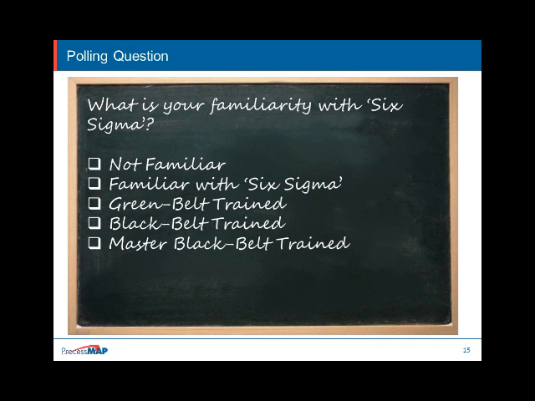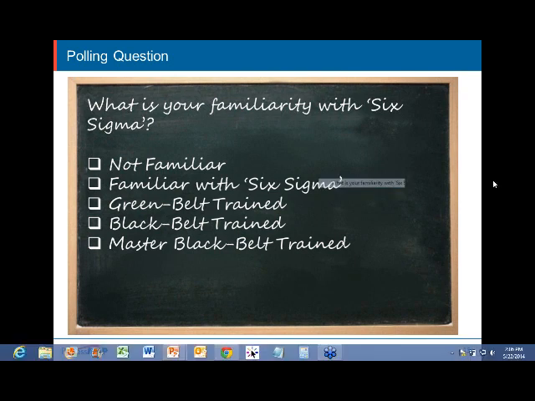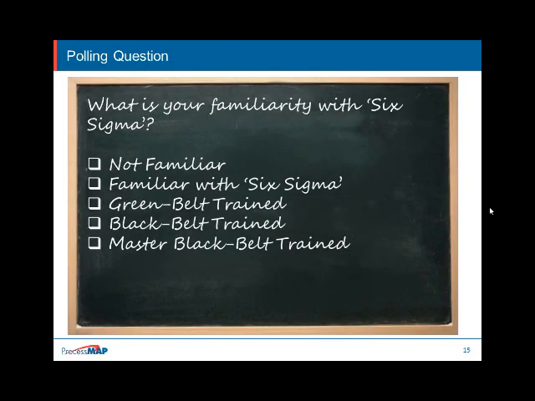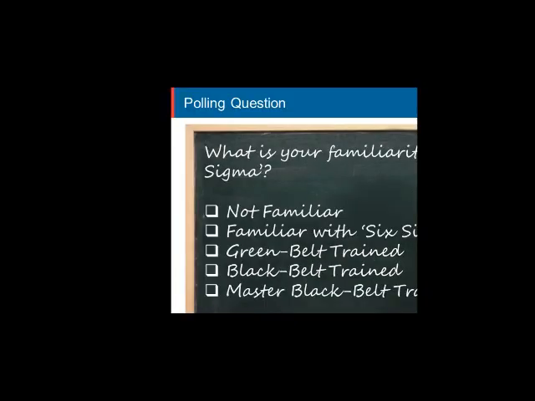But first of all, before we start, I really wanted to understand the audience. We've got quite a few people on today. We want to understand what's your familiarity with Six Sigma. So we're going to do a polling question here. Everybody's going to get a chance to vote. What we really want to know is if you're not familiar at all with this subject matter, if you're familiar with Six Sigma, have you been green belt trained, have you been black belt trained, or have you been master black belt trained? So we're going to open up the polls here. Go ahead, and everybody, if you could, vote or tell us where you're at with regard to Six Sigma.